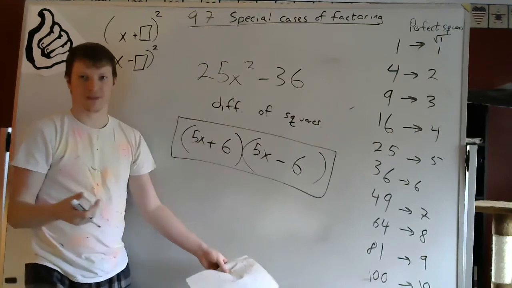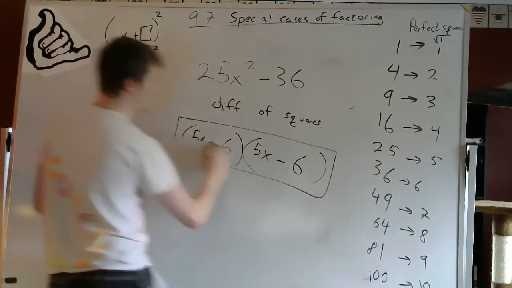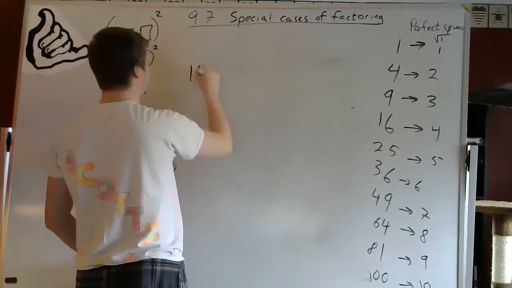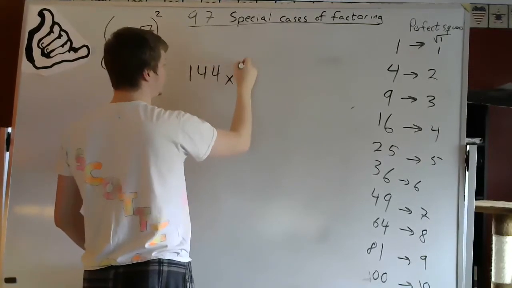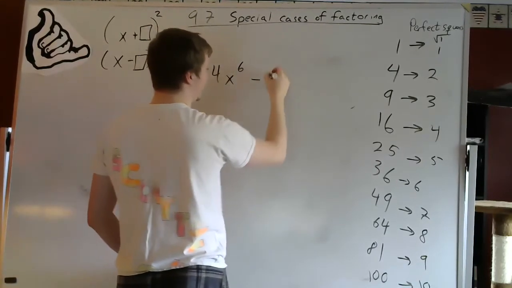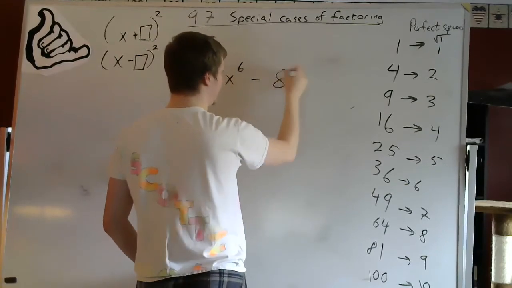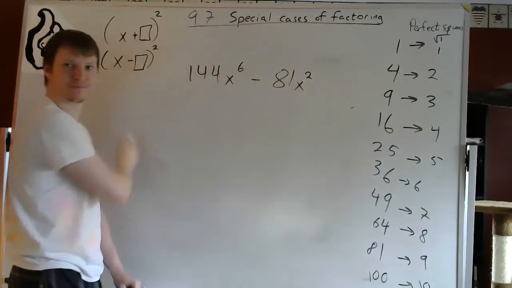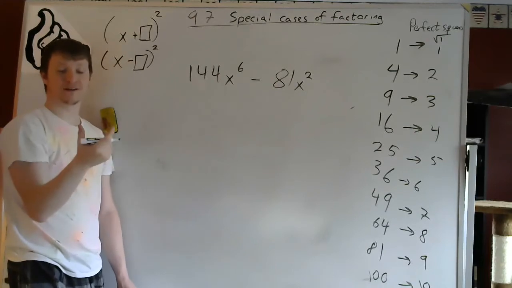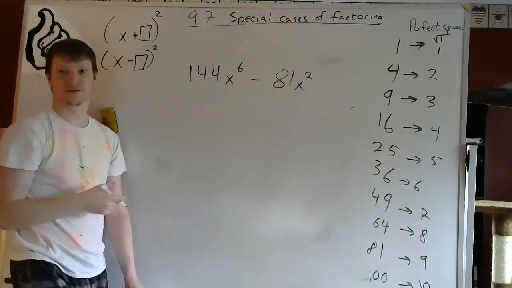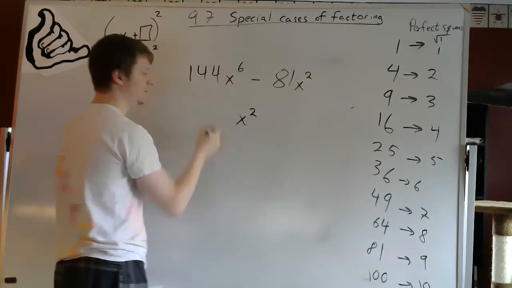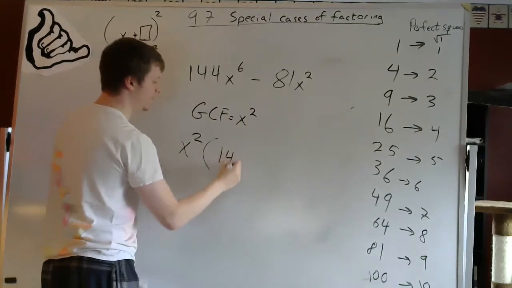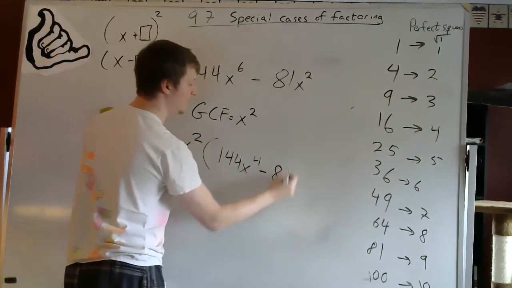This works for all of them. Every perfect square that we have, this works. So even something bigger, like 144x to the 6th minus, I don't know, let's do 81x squared. Why not? First thing, always look for a GCF. We have one here, x squared. Take that out front, and I'm left with 144x to the 4th minus 81.